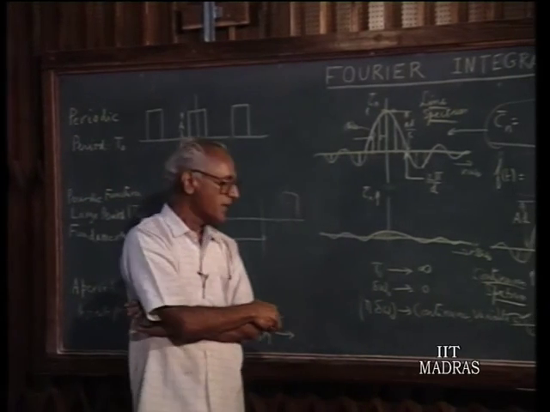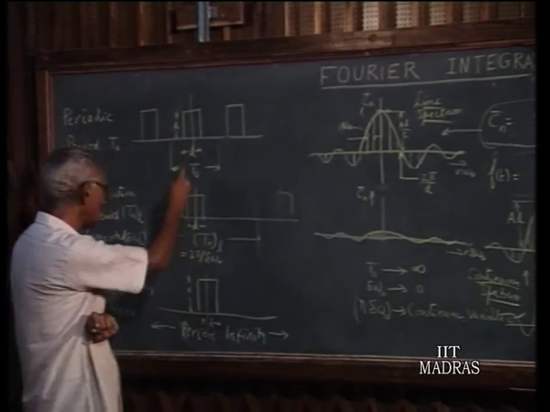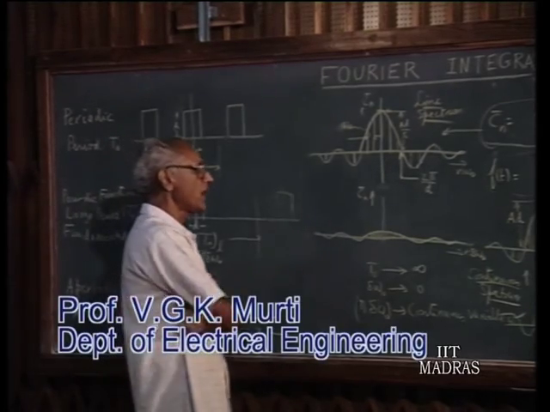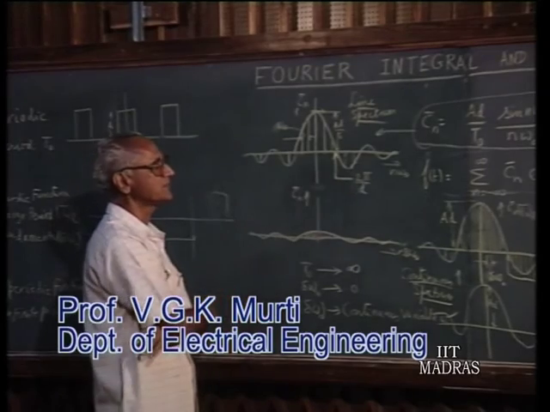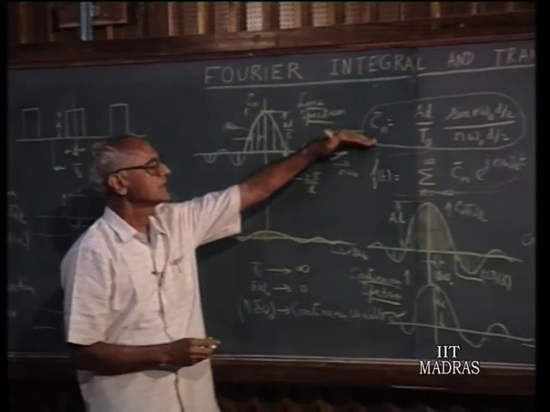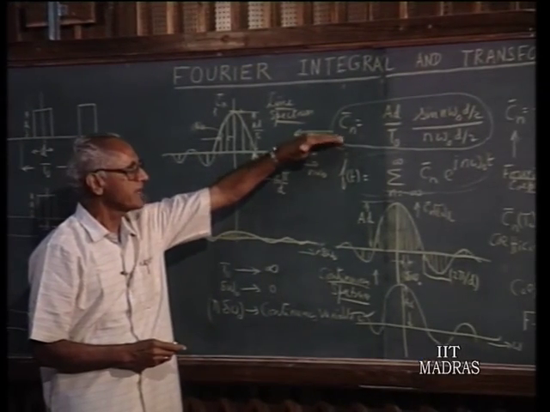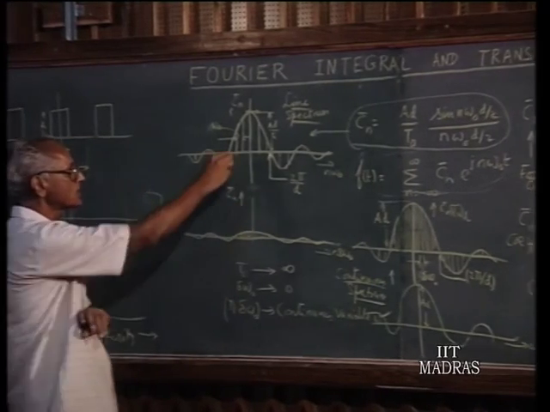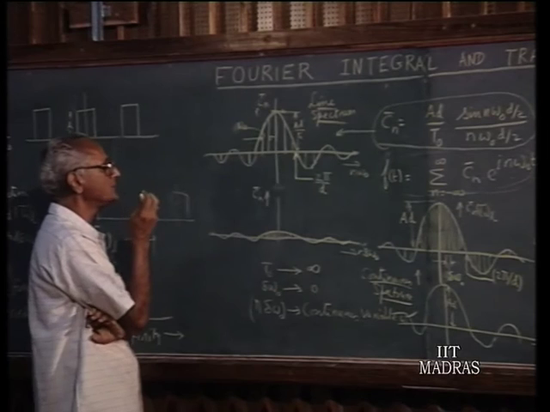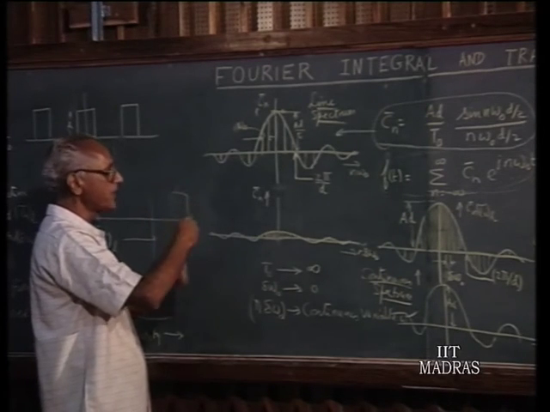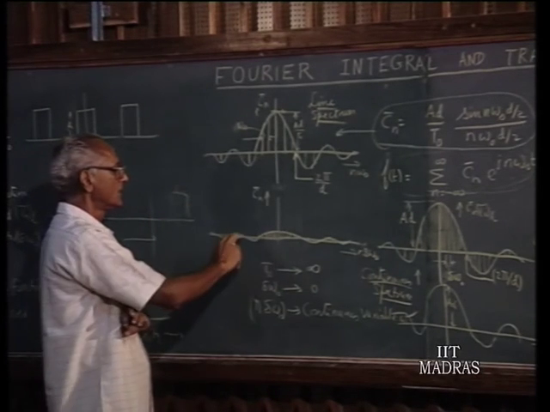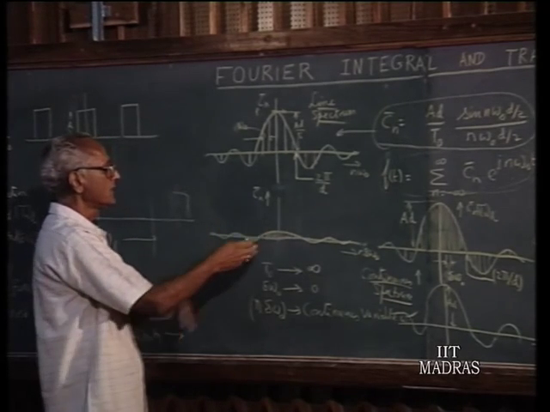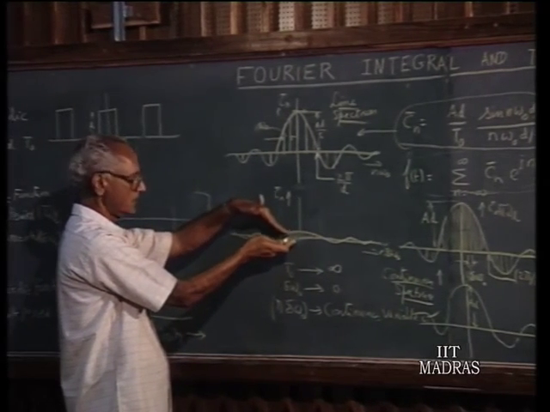So, that is a transition before we make T naught equal to infinity to see the trends. As T naught becomes larger and larger, we observe that the amplitudes of these various Cn coefficients become smaller and smaller. So, the line spectrum that we had becomes shallower and shallower. It will be like this, and the height will diminish as T naught increases further.